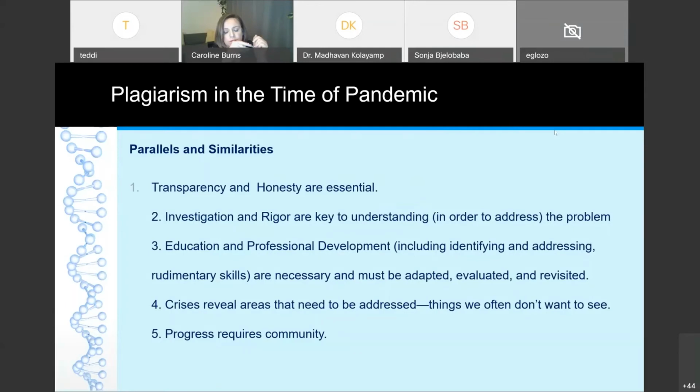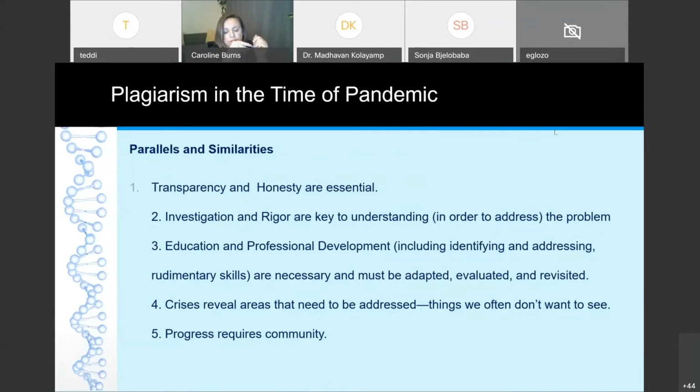The second parallel is that investigation and rigor are absolutely key. Even though both of these are things that nobody wants associated with them, a deadly virus or an academic integrity deficit, we have to understand them to understand the problem. I'm going to say a little bit more about that in just a second. The next thing is that education and professional development, and by that I mean teaching the people who teach the students, are absolutely key, and that has to be ongoing. No amount of professional development is going to teach somebody how to deal with all the things they need to deal with, and sometimes you have to back up and address some of the rudimentary skills. If that means teaching people how to wash their hands, or teaching people that quotation marks go on the outside of quotes, then that's what we need to do.